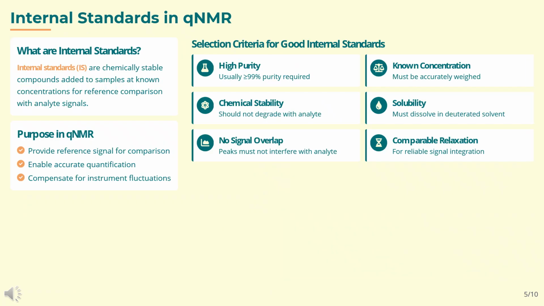Internal standards, or IS, are stable compounds added to your sample at a known concentration. They serve as a reference point for accurate quantification and help compensate for instrument fluctuations. When selecting an internal standard, you need to consider high purity, usually greater than or equal to 99%, accurate weighing for known concentration, chemical stability, solubility in deuterated solvent, no peak overlap with the analyte, comparable relaxation time for reliable signal integration. Choosing the right internal standard is crucial for accurate qNMR results.